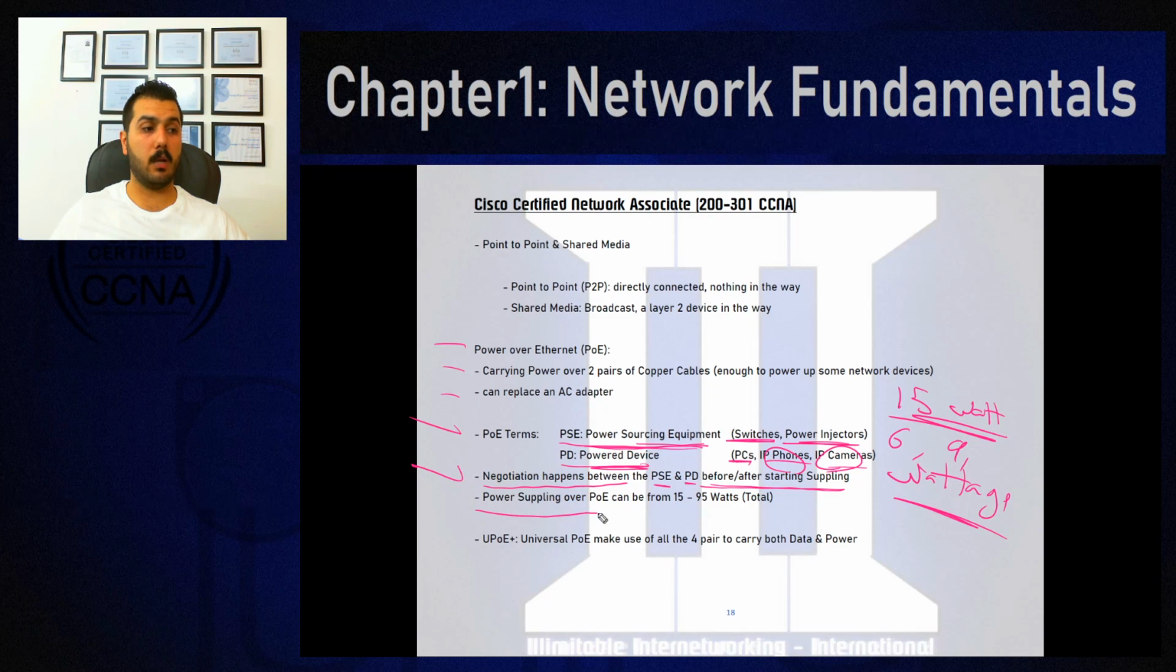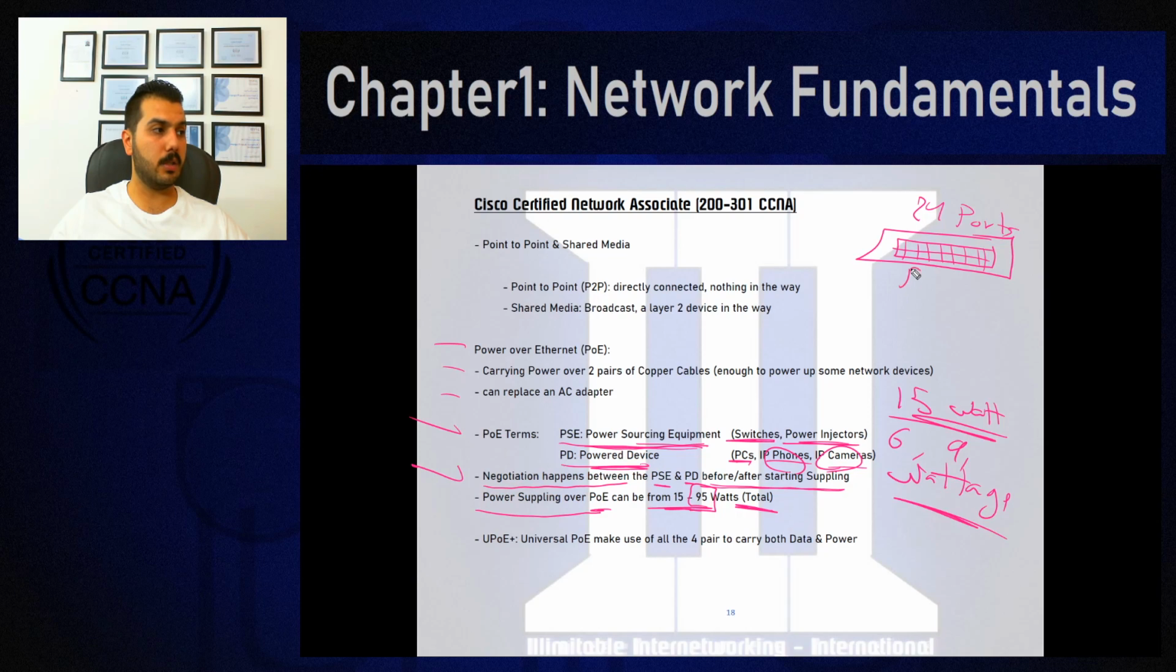Power supplied over PoE can be from 15 up to 95 watts, but this is a total. What I mean is that if a Cisco switch supports PoE and has, say, 24 ports, okay, let's assume these are 24 ports.